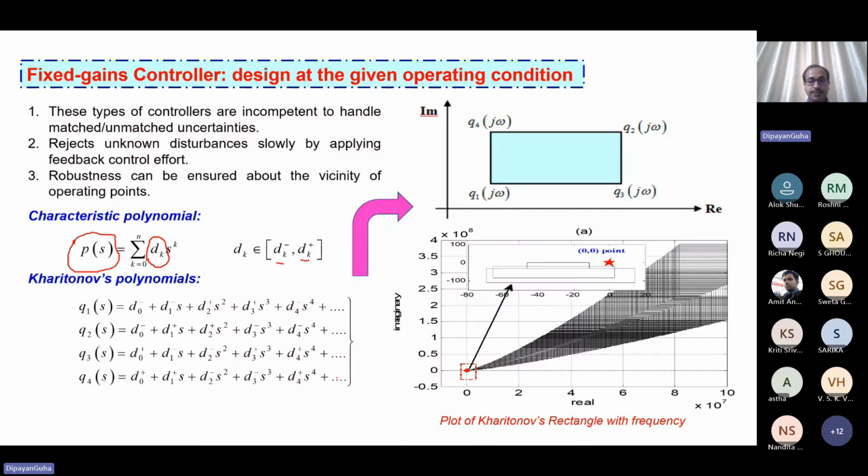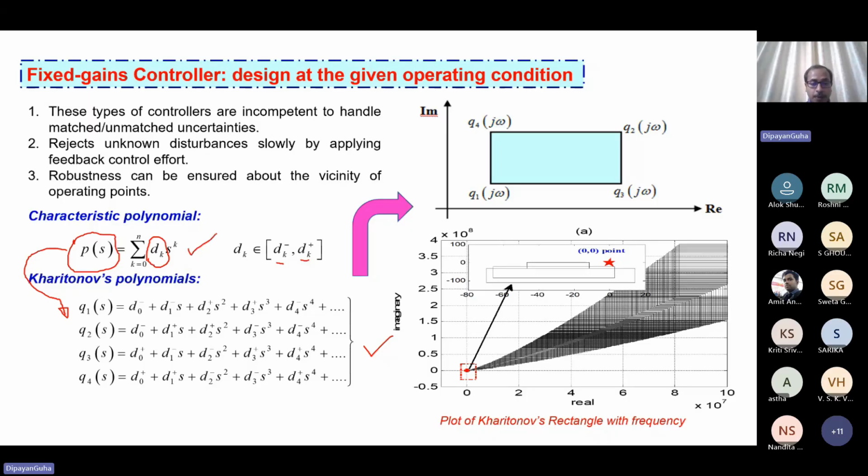So what Kharitonov stated is that if I want to study whether my feedback control system is robust towards a given uncertainty, we only have to formulate four Kharitonov polynomials from the given characteristic equation. Obviously, the upper bounds and lower bounds, the extreme points, are available to us. So following these definitions, we can easily compute the Q1 to Q4 polynomials from these polynomial equations.